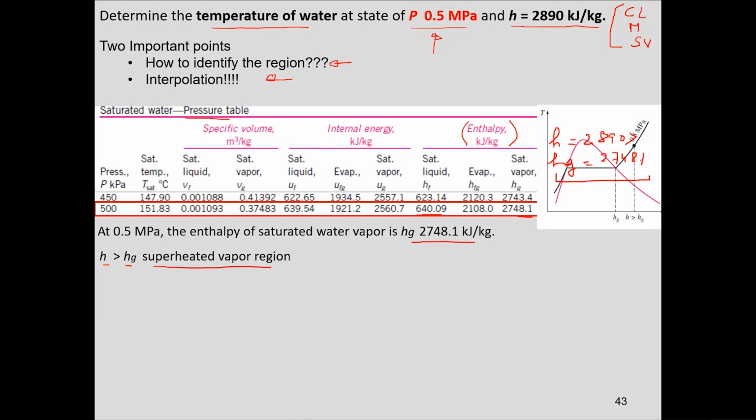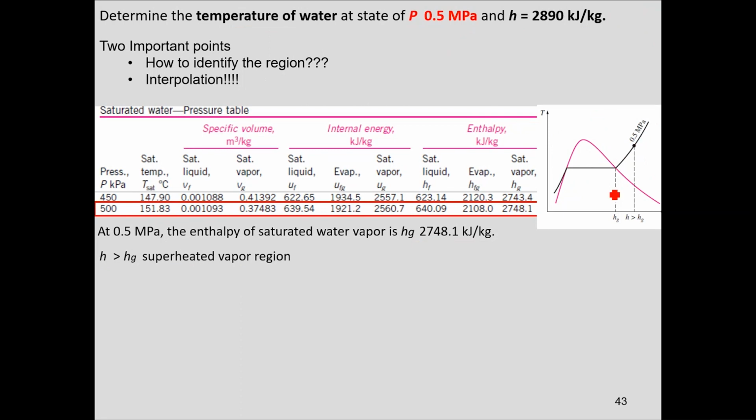Plot this, and we'll come to know that we are talking about a pressure of 0.5 megapascal where the Hg value is this and H is greater than Hg. That means you are lying in the superheated vapor region. This means you have to go to which table? Table A6, which corresponds to superheated.